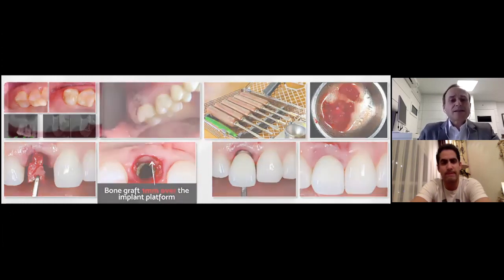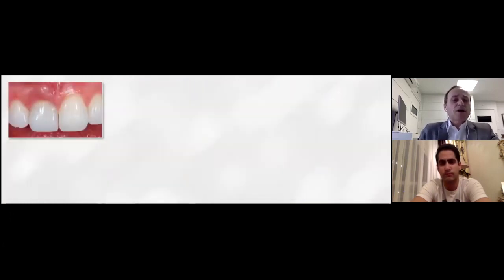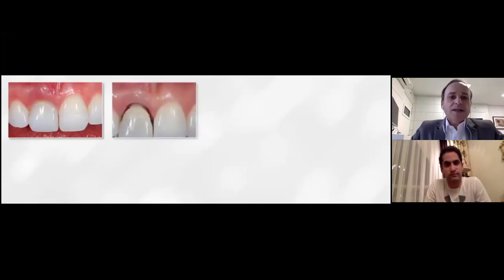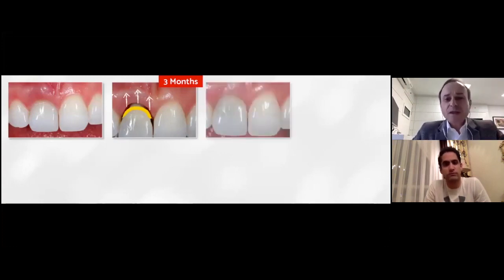What happened with the soft tissue? As you can see here, we have a coronal displacement of soft tissue; it moved in the coronal direction. So after 3 months, to push the soft tissue in the apical direction, we added composite resin once a week for 2 or 3 weeks, maybe 0.5 millimeters every week. After that, we had the leveling of the gingival margin.